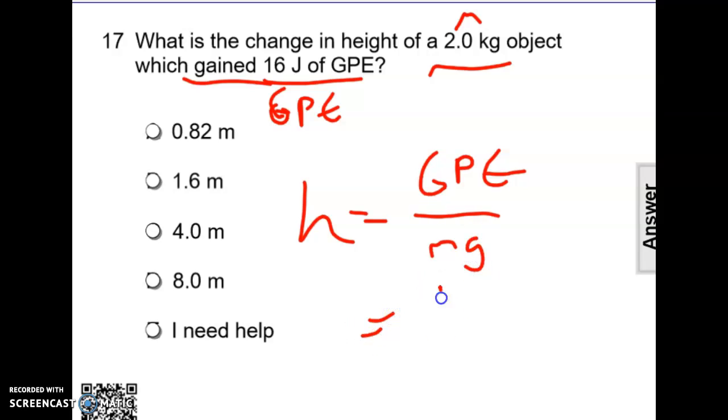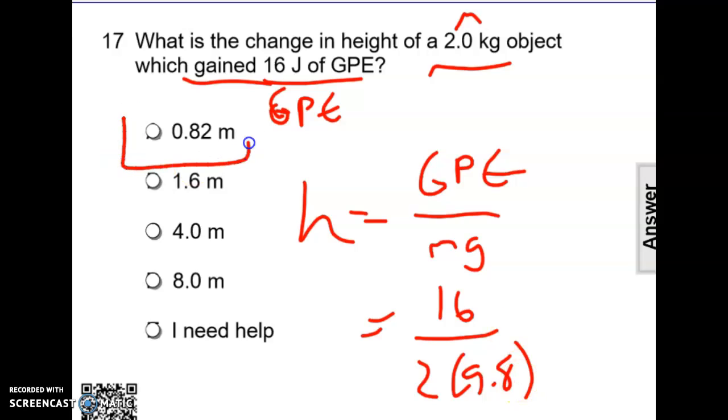So it's going to be equal to 16 divided by 2 times 9.8. We do that math. 16 divided by 2 times 9.8 gives me an answer of about 0.82. So the unit is going to be meters because I'm measuring height.